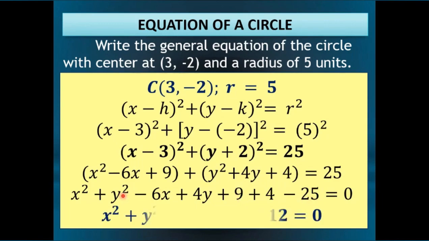So we have x squared plus y squared minus 6x plus 4y. 9 plus 4 is 13, and then 13 minus 25 is equal to negative 12, equals 0. So therefore, the general equation of the circle with the center at 3, negative 2 and a radius of 5 units will be x squared plus y squared minus 6x plus 4y minus 12 equals 0.